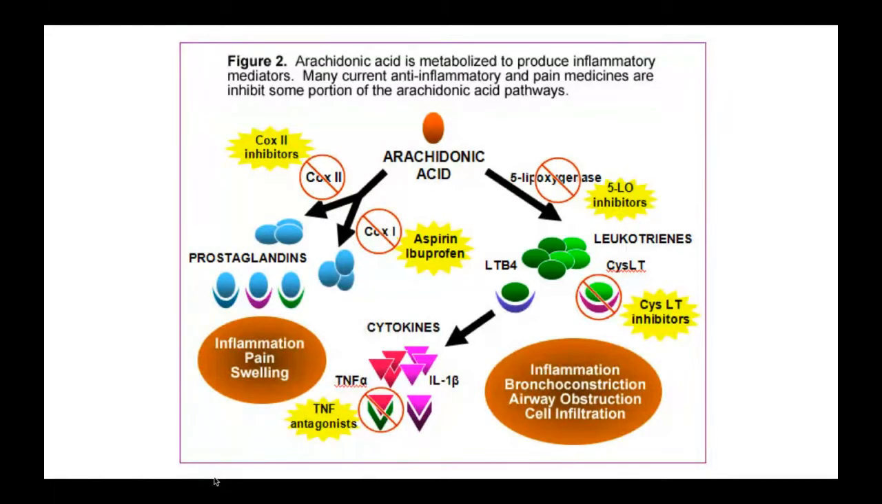Omega-3s are anti-inflammatory. So on the top, it says arachidonic acid is metabolized to produce inflammatory mediators. Many current anti-inflammatory and pain medicines inhibit some portion of the arachidonic acid pathway. So there are these two main branches. Offshooting to the left, we have prostaglandins, and offshooting to the right, we have leukotrienes. Now, how do we go from arachidonic acid to prostaglandins on the left, and how do we go from arachidonic acid to leukotrienes on the right?